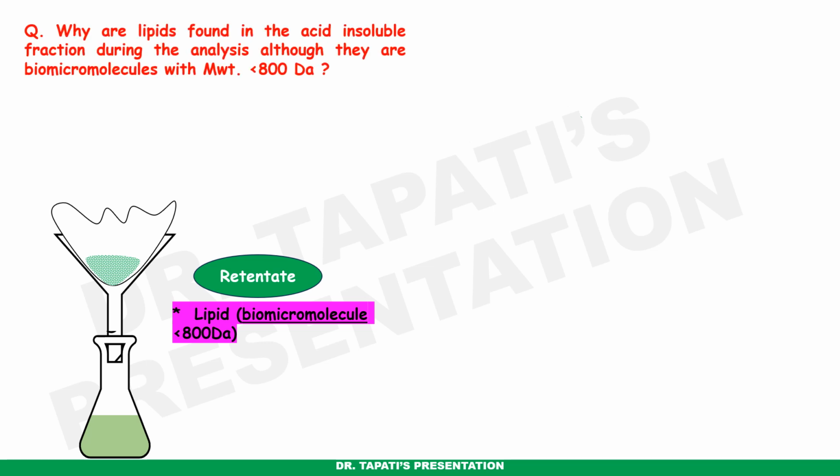Let's know why lipids are found in the acid insoluble fraction or in the retentate part during the analysis of chemical composition of tissues, although they are biomicromolecules with molecular weight less than 800 Dalton. That means lipid is a biomicromolecule, it should be present in the filtrate part, but during this analysis process it is present in the retentate part. Let's know what is the reason behind it. Before you know the reason, you should know where lipid is actually present.